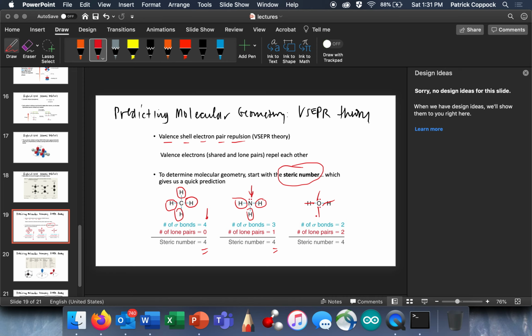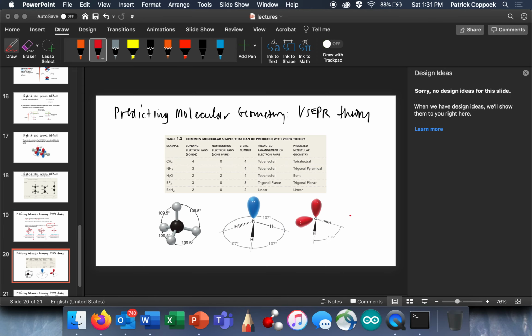So what are we going to do with the steric number? Let's move on to the next slide. Can you see this from where you're sitting? Is that too small? With the steric number, if the steric number is 4, then its arrangement of electron pairs is tetrahedral. See, methane was 4, and it's tetrahedral. In ammonia, our steric number was 4, and so it's tetrahedral. In water, our steric number was 4, and it was tetrahedral, right? That's our electron geometry. Now, our molecular geometry is going to be a derivative of that, okay?